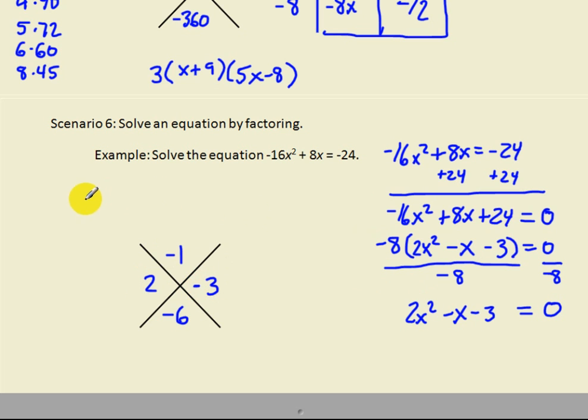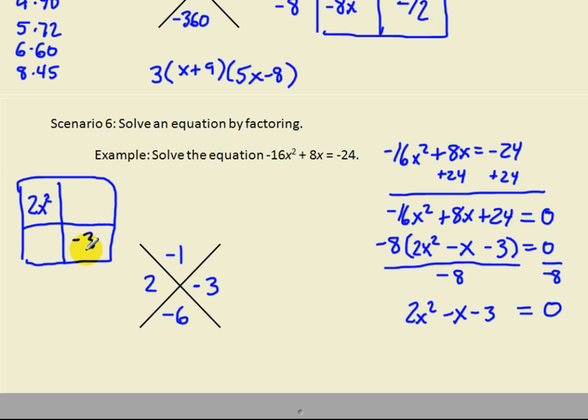So now we can write our box. Let's see, I'll put it over here this time. And we have 2x squared and negative 3. And then we have a 2x and a negative 3x. Okay, so 2x squared, 2x, greatest common factor is 2x. Negative 3x and negative 3, greatest common factor, we have a negative 3. Remember, it takes the sign here.